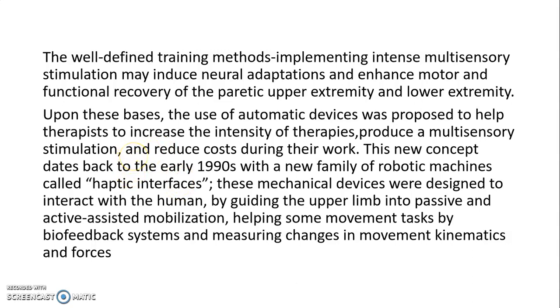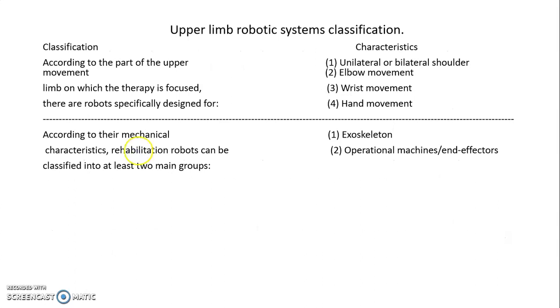Upper limb robotic systems were classified according to the part of the upper limb on which therapy is focused. So these robots are specifically designed for, for example, unilateral or bilateral shoulder and elbow movement, wrist movement only, or sometimes only hand movement.